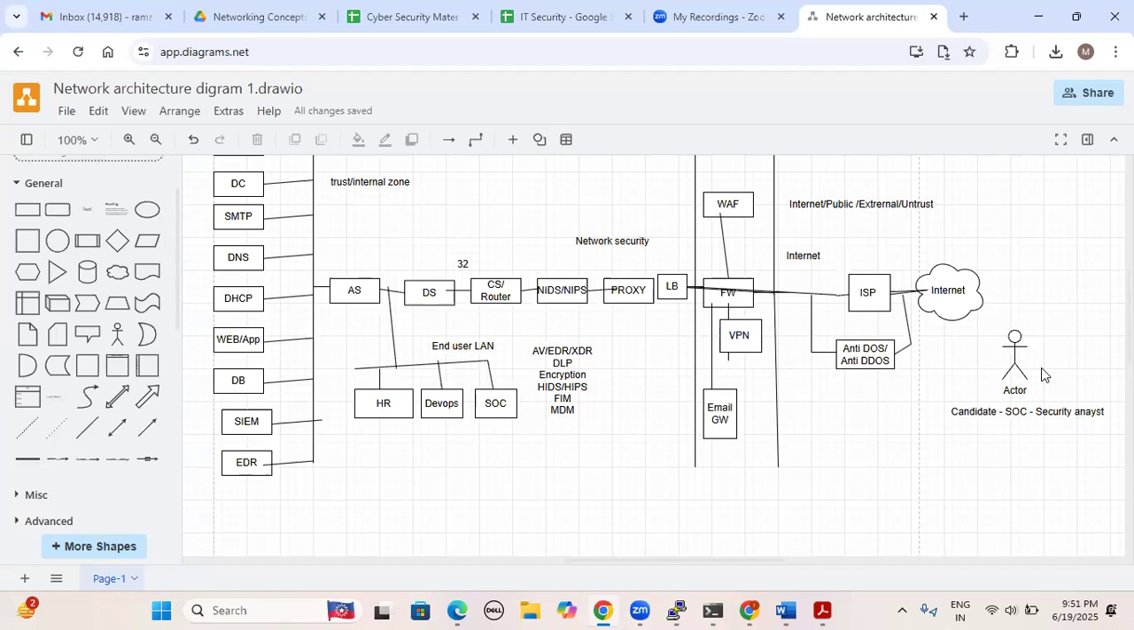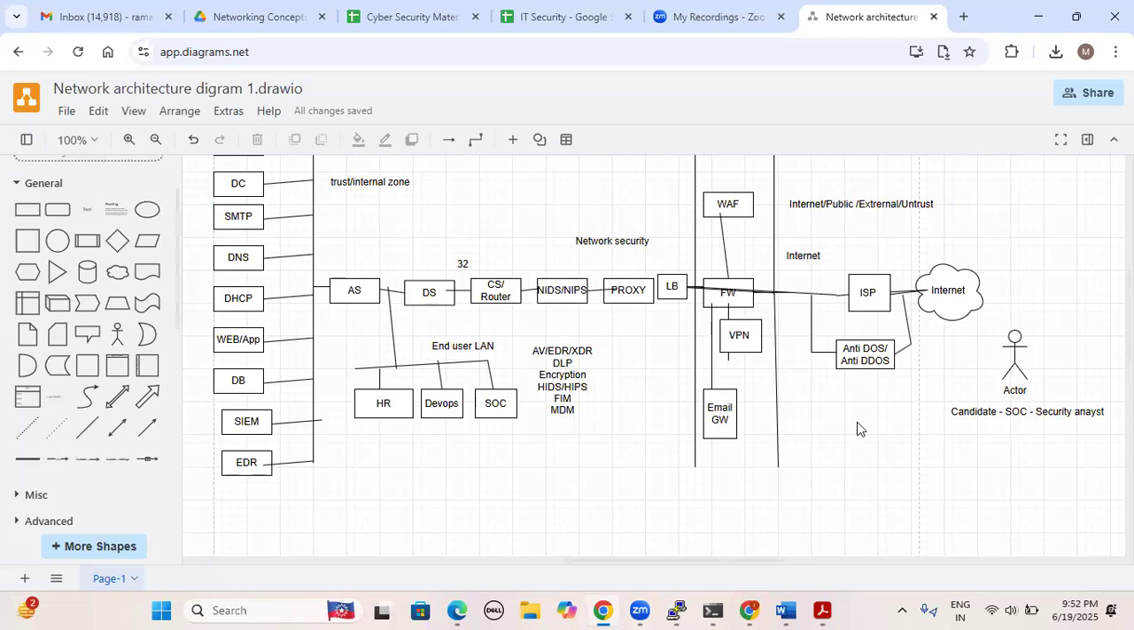Now how will the traffic flow go? Whatever traffic is going from inbound to outbound, where the candidate is sitting, the candidate is sitting externally, not onboarded yet. So that is called the internet zone, public zone, external zone or untrust zone. Traffic going from the internal or trust zone to the untrust, internet, external or public zone is called outgoing traffic. It is going out of the office.